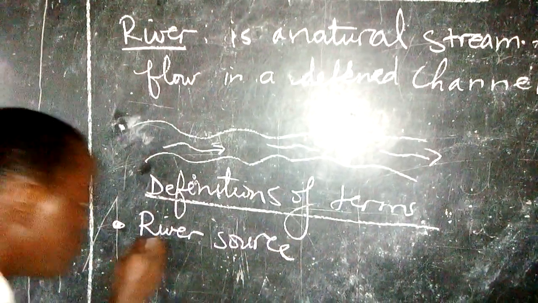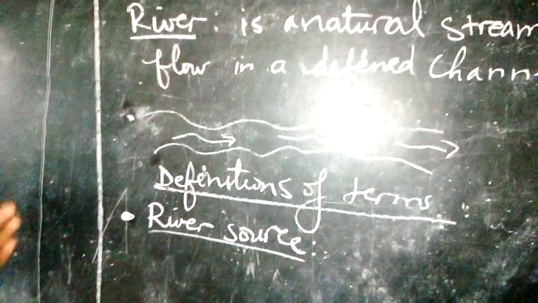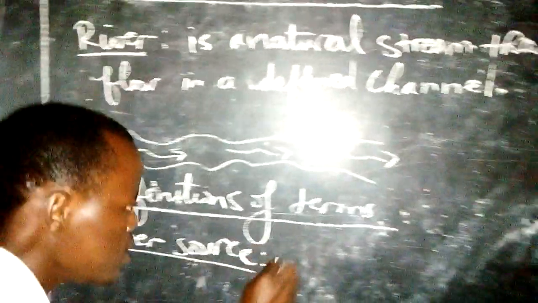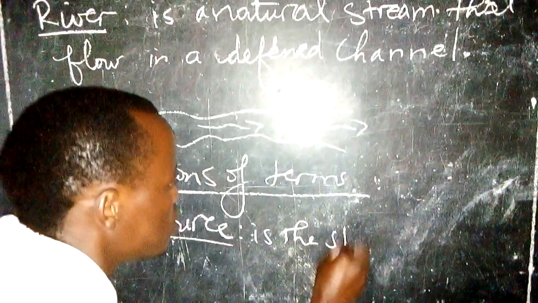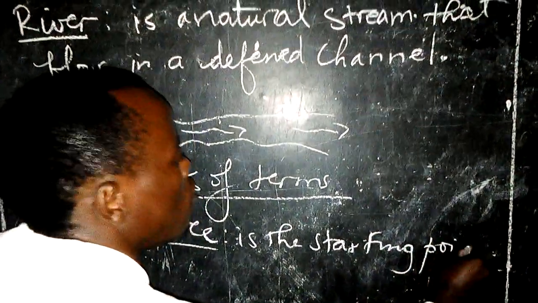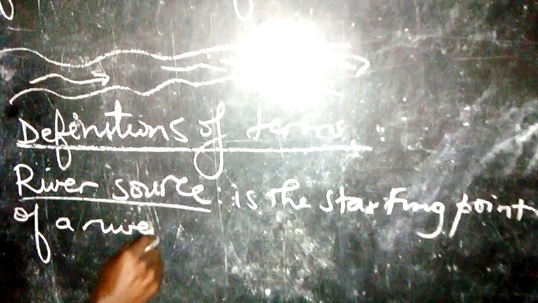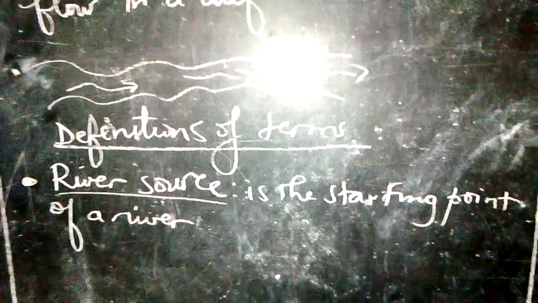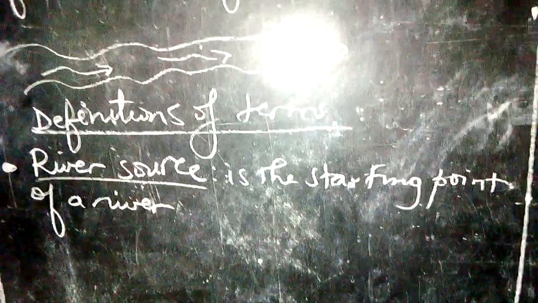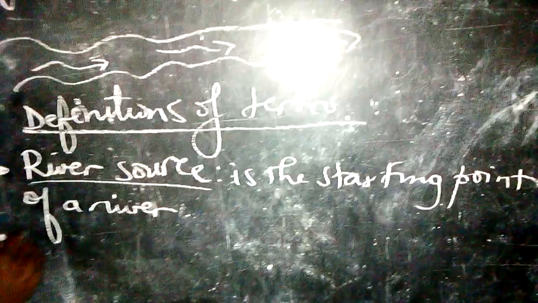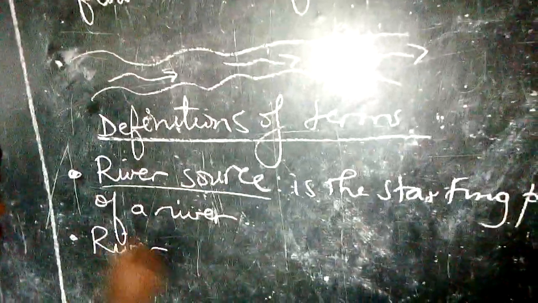What do you understand by this term river source? When you talk of a river source, it is the starting point of a river. Meaning that it's a place where a river gets its origin, or a place where a river starts.